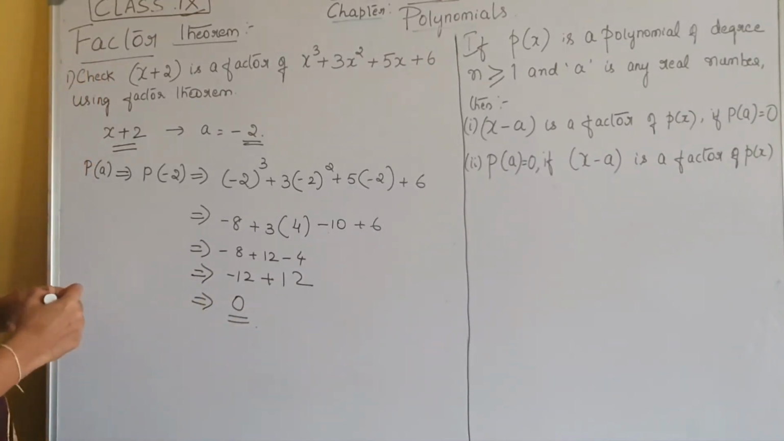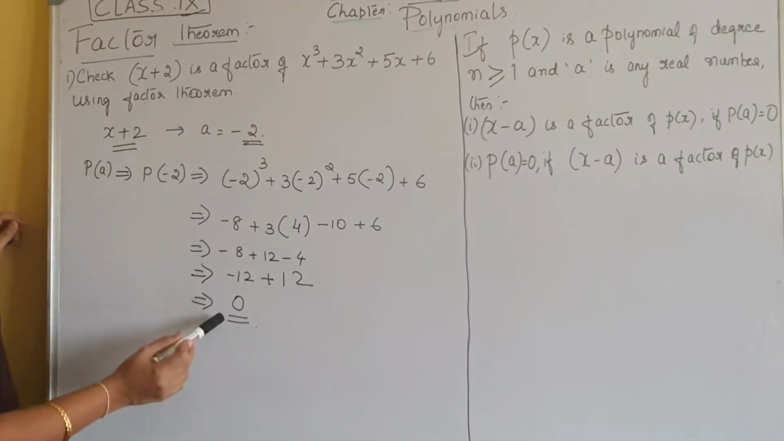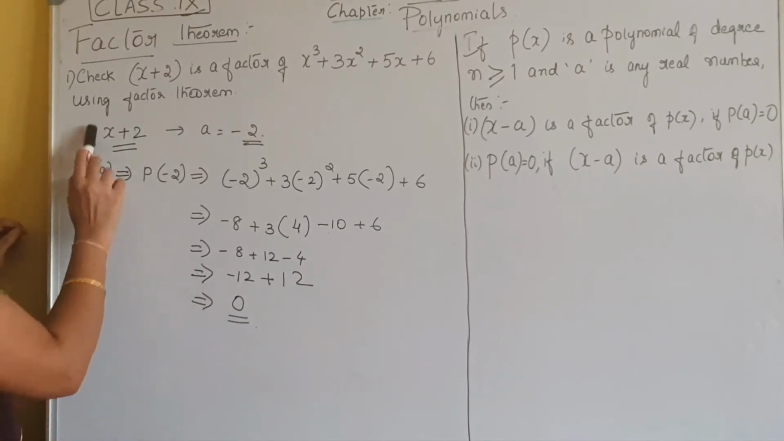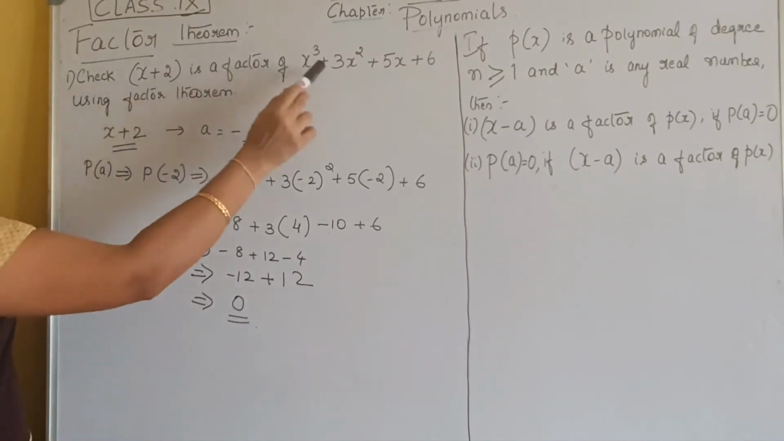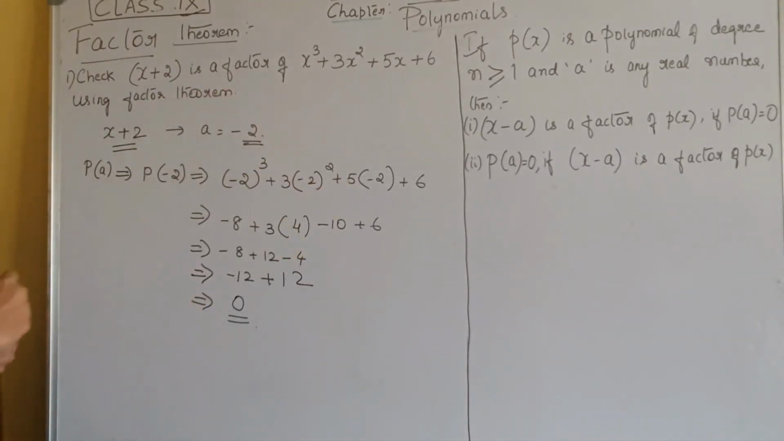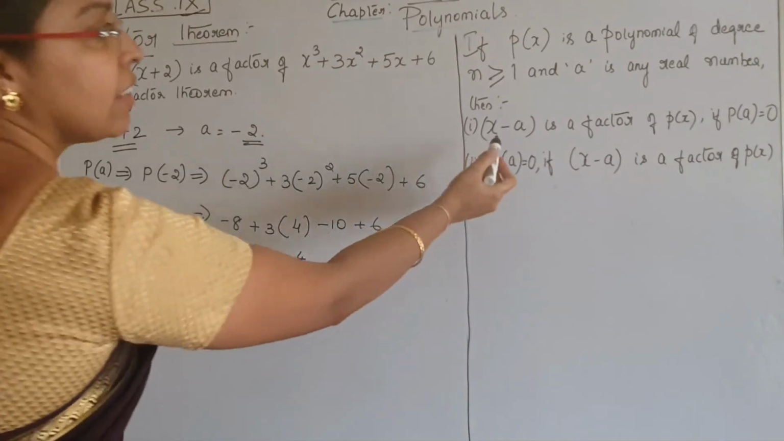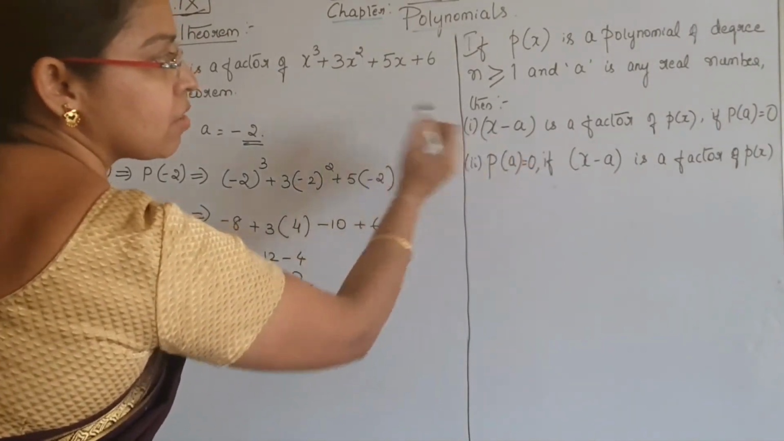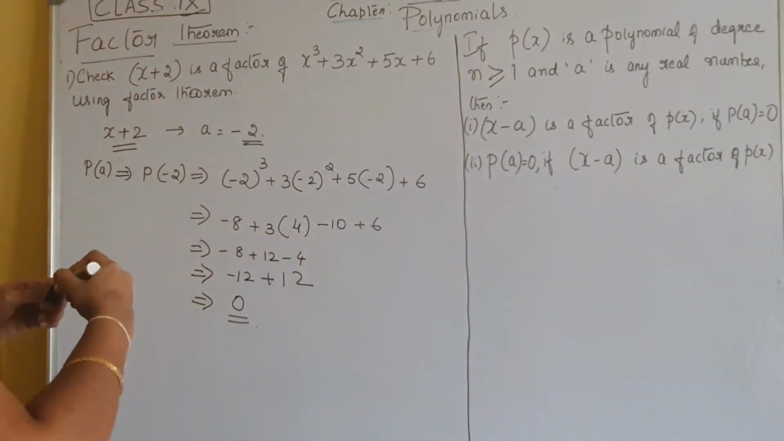So now you have understood. P of a is now 0. That is, x plus 2 is a factor of this polynomial. This is what the statement says. That is, there are two conditions. Same thing. The second one is the converse of the first one.